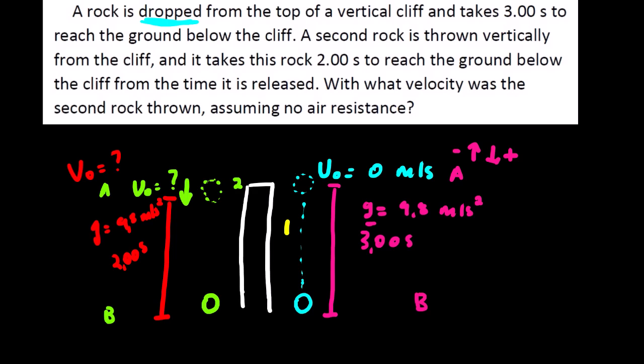Now let us go back to the second rock, which is rock 2. What do we have? We can take out all the equations which have time, acceleration, and initial velocity, or the final velocity.